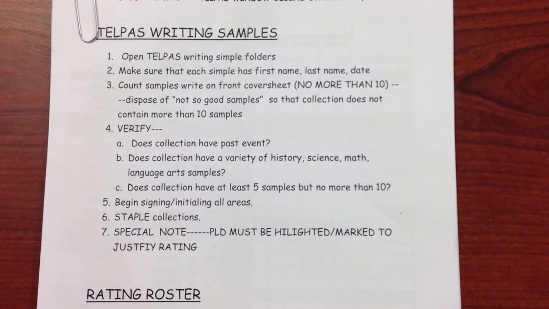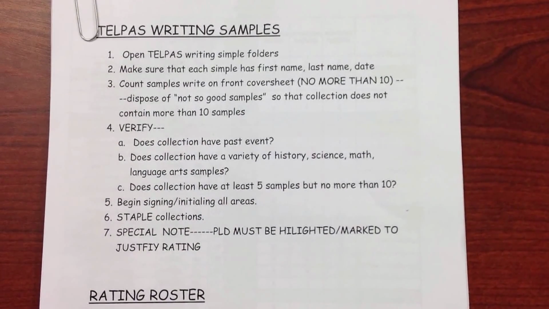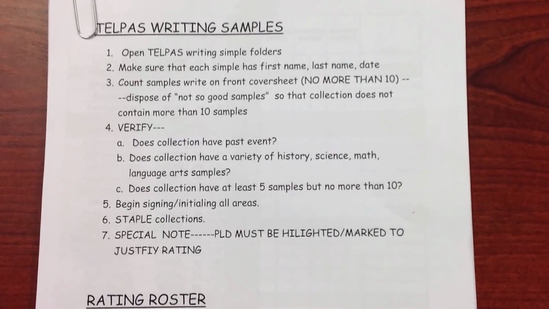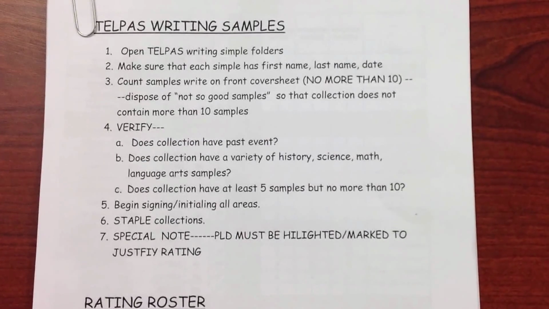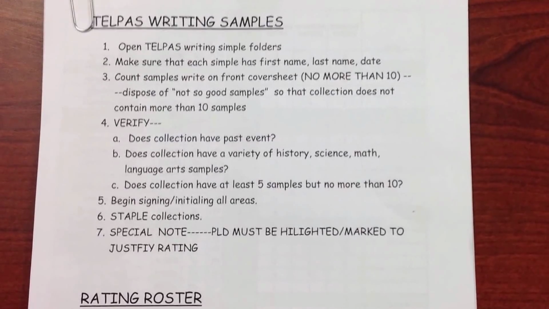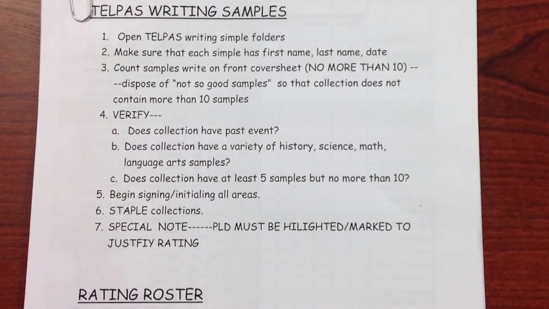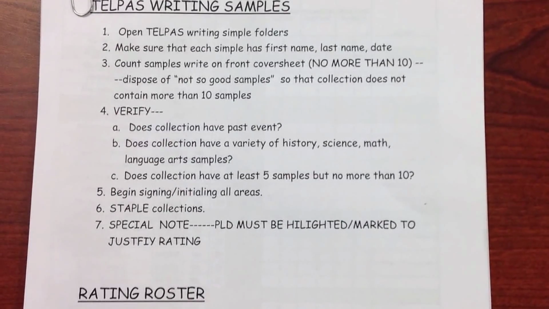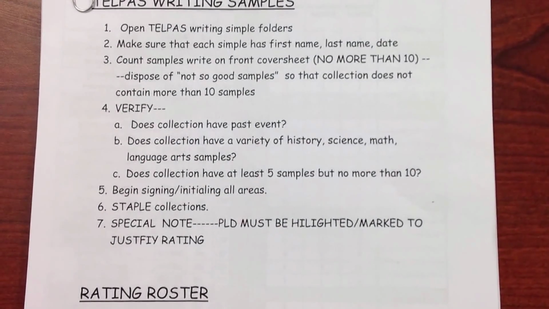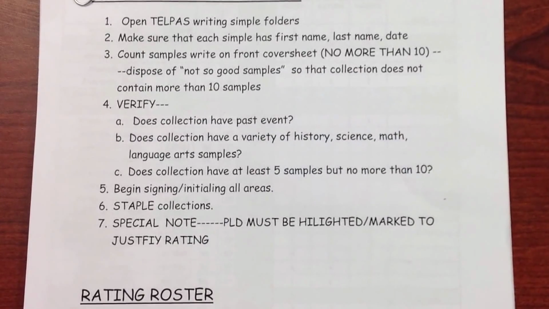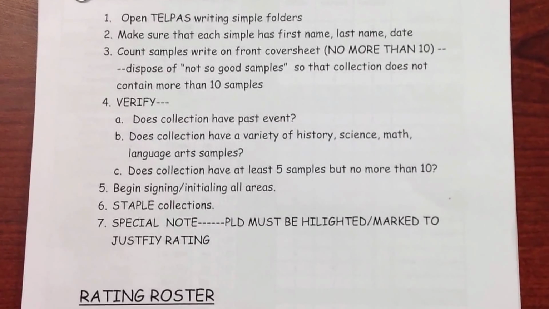Okay, now on to step 3 in the process. You're going to count the writing samples on the front cut and write it on the front cover sheet. There should be no more than 10 samples, and you're going to dispose of the not so good samples, samples that did not meet the criteria for the TELPAS collection sample. That means that it looks like it's been copied, or it's not on the correct paper, or it doesn't meet the correct length. Those samples need to be disposed of, but they must have at least 5 samples.